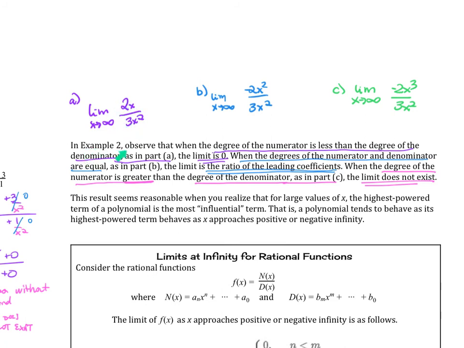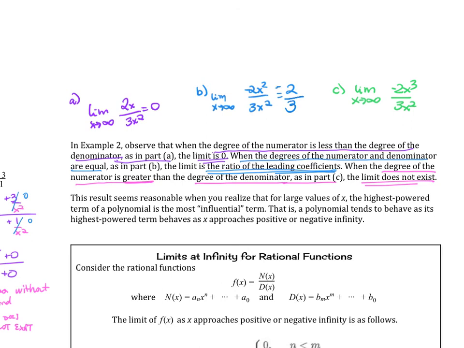So to summarize that a little bit more, I'm just taking the leading terms here. In example 2, observe that when the degree of the numerator is less than the degree of the denominator, as in part A, the limit of 2x over 3x squared, as x approaches infinity, the limit is going to equal 0. Now, if the degrees of the numerator and denominator are equal, then the limit is a ratio of the leading coefficients. Sorry, leading coefficients is correct. So negative 2 over 3.